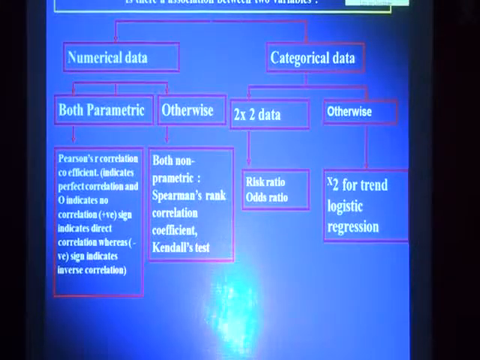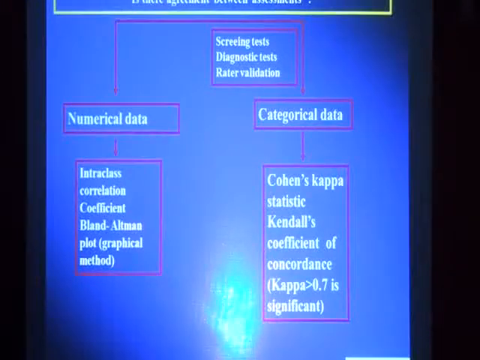If it is categorical data and 2 by 2, then risk ratio, odds ratio. If more than 2, then chi-square trend, logistic regression. So just try to understand this table again. Now here, what mistakes do people commit? I think I'll go to the next one, then I'll come back to this.